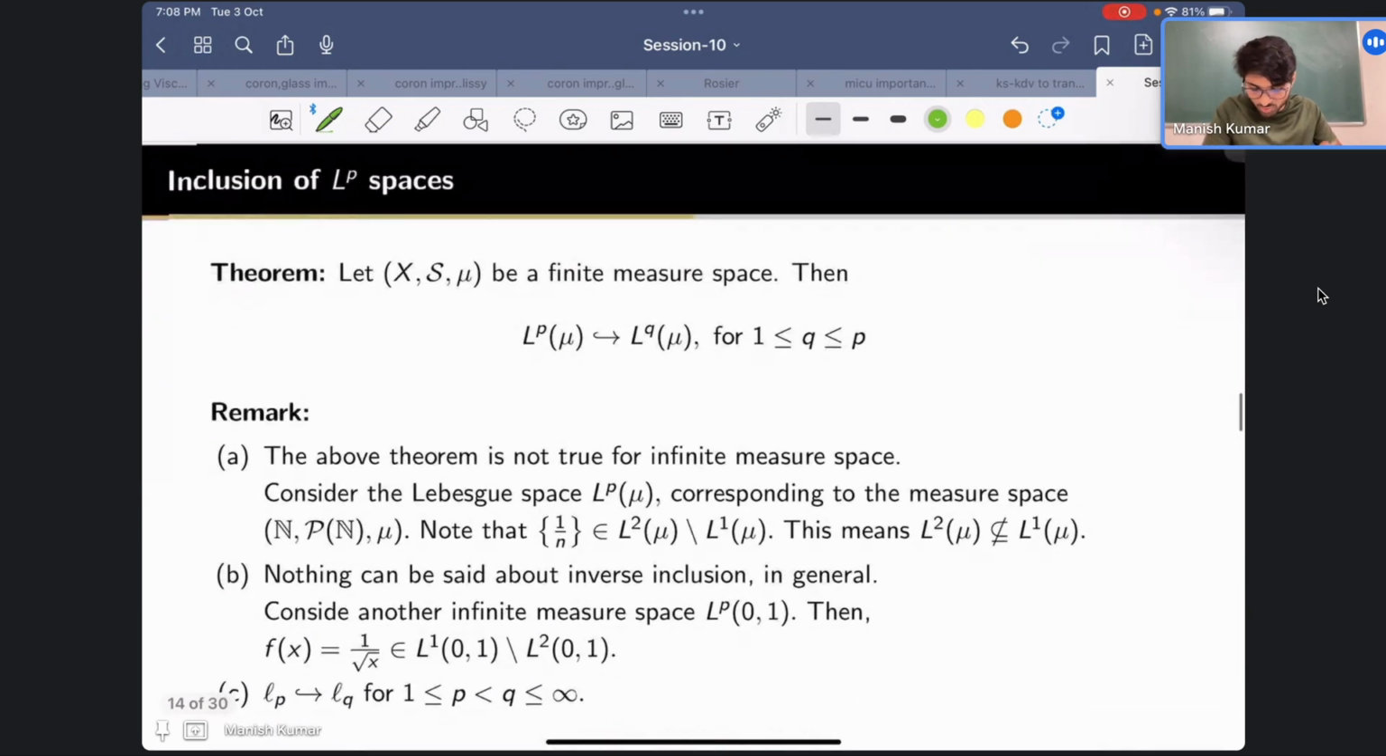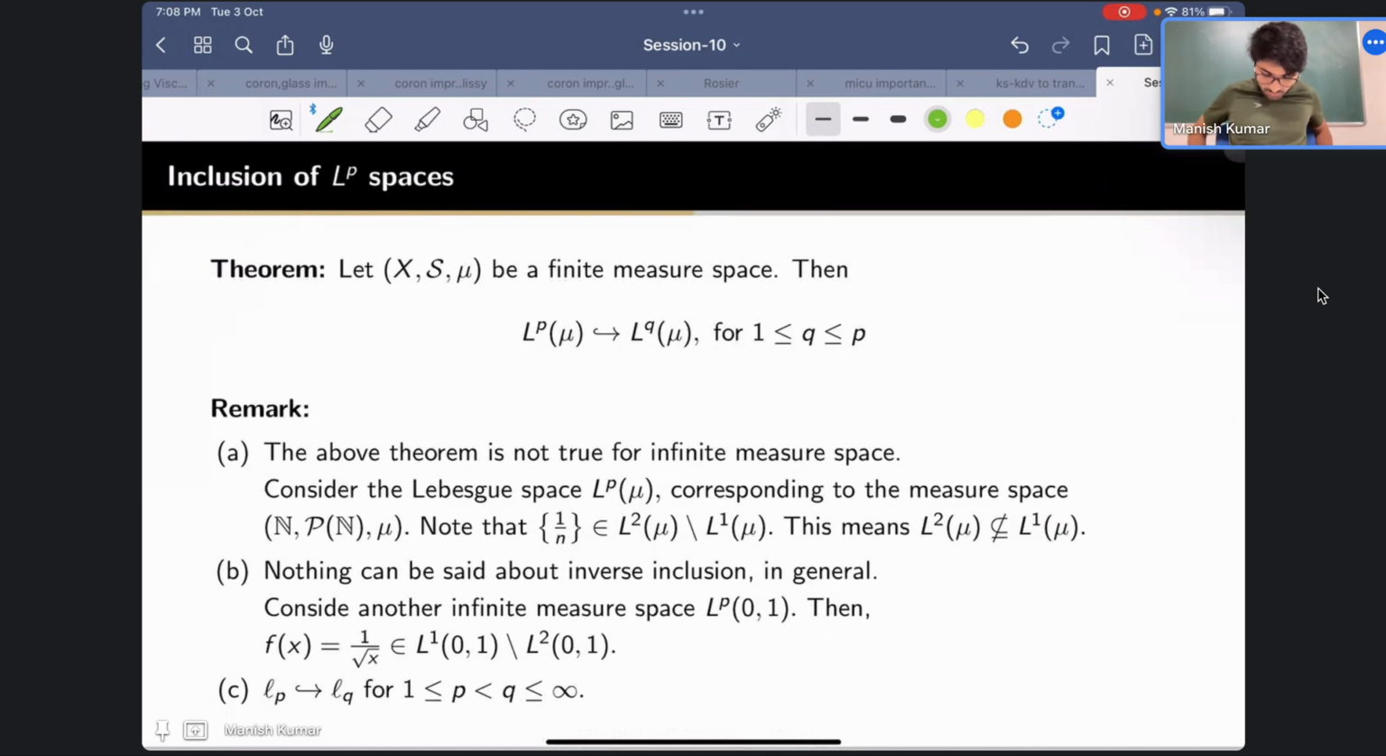Okay, so now you have this property of inclusion. What it says is that if p is greater than q, then L^p is contained in L^q. So for example, if you choose p equal to 2, L^2 is contained in L^1. And this is called continuous inclusion.